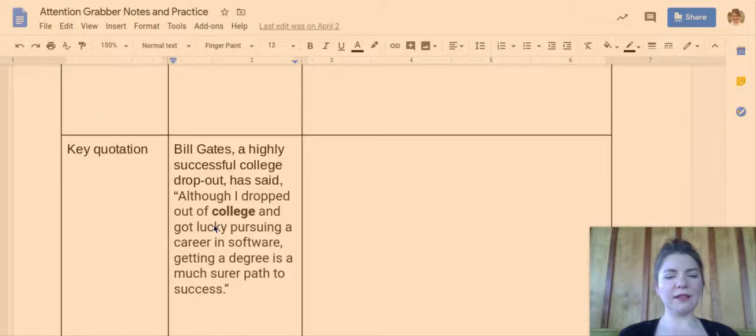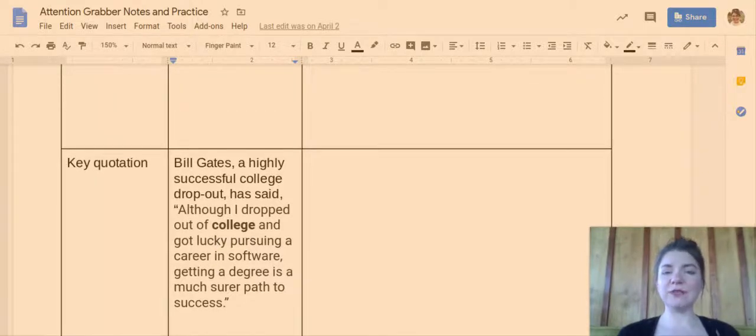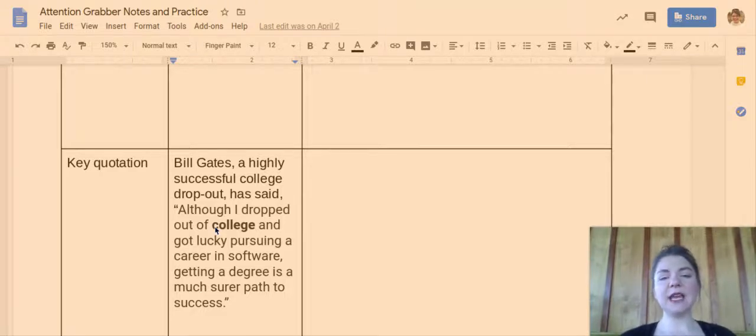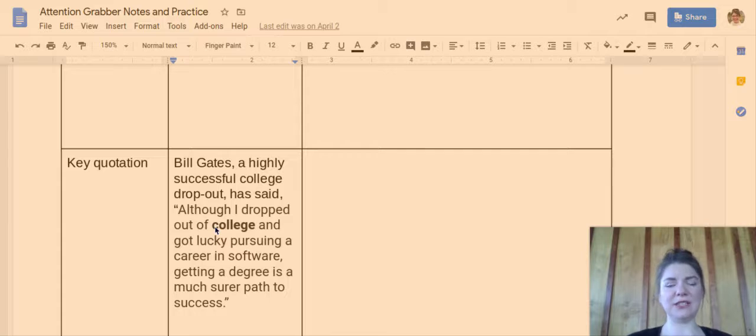Okay, and our last example is you can use a really key quotation from someone that's famous or a relevant person in the field to gain someone's attention. And in this case, mine is interesting in two ways. We get an emotional appeal from this just being interesting. And then we have some ethos here, that we get credibility from having someone that's famous. So, Bill Gates, a highly successful college dropout, has said, "Although I dropped out of college and got lucky pursuing a career in software, getting a degree is a much surer path to success." Okay, so I'm just using a quotation there to gain someone's attention.